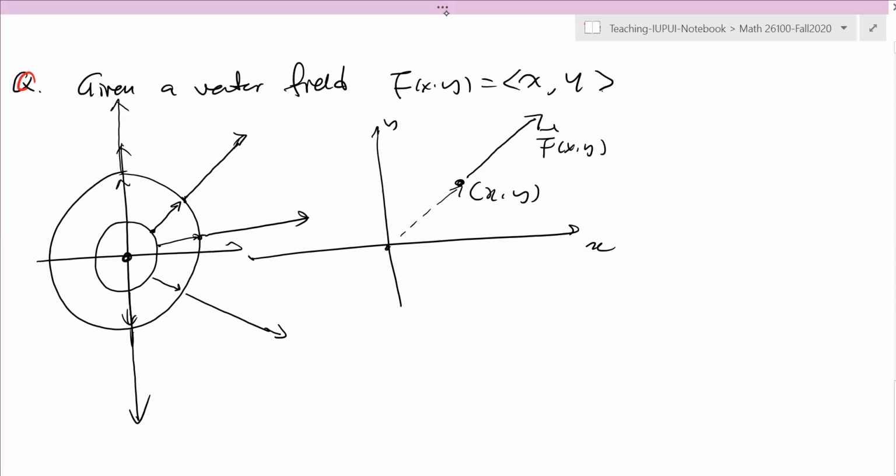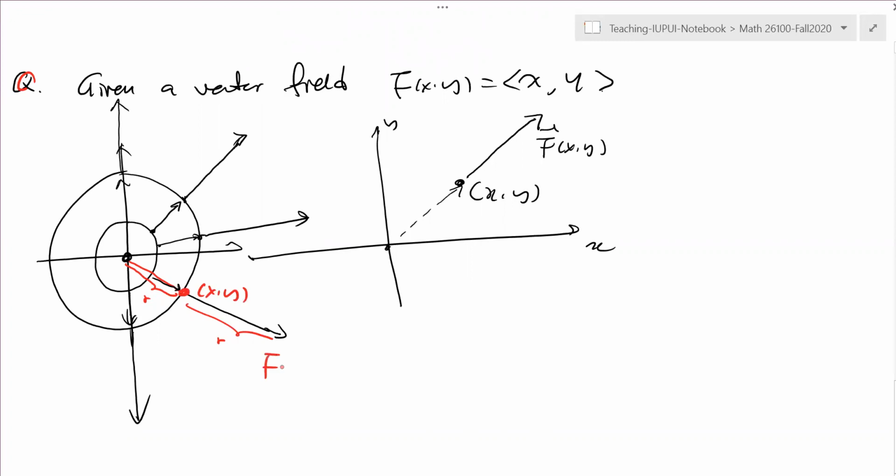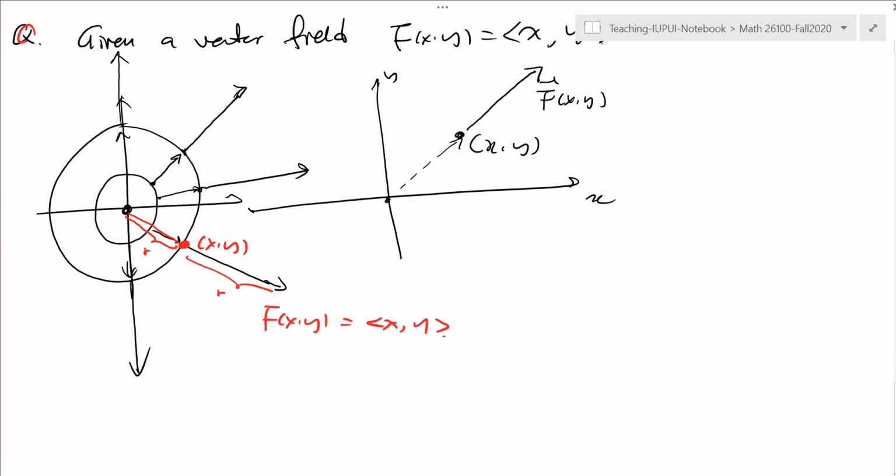The length, when you draw it, be careful, you just cannot draw randomly. If this is R, the length of this one should be the same length, because this is a point x, y and that vector has components x and y. If the starting point is on a circle with radius r, then the length of the vector should be equal to r.